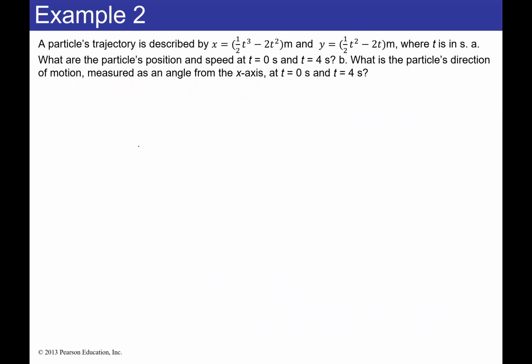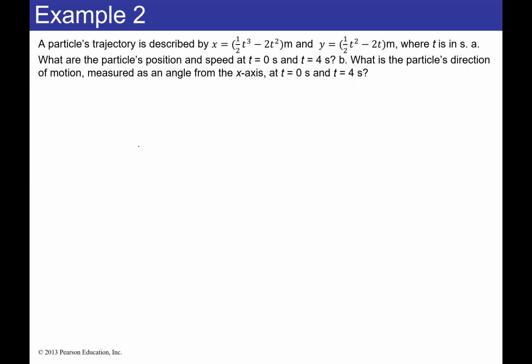Here's one more example. We have a particle's trajectory described by x equals 1/2 t cubed minus 2t squared meters, and y equals 1/2 t squared minus 2t meters, where t is in seconds. And let's say the distance is in meters.